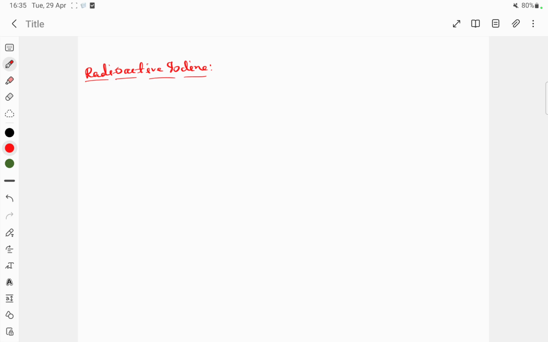So basically, I-127 is known as the radioactive iodine, and the isotope that is medicinally important is I-131. I-131 basically emits gamma radiation and beta particles, that is, electrons.